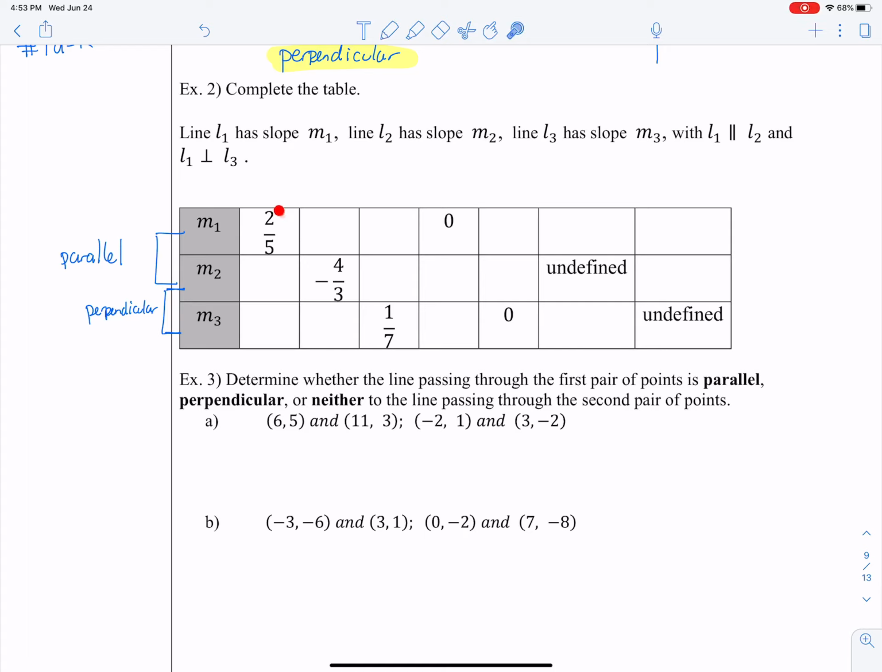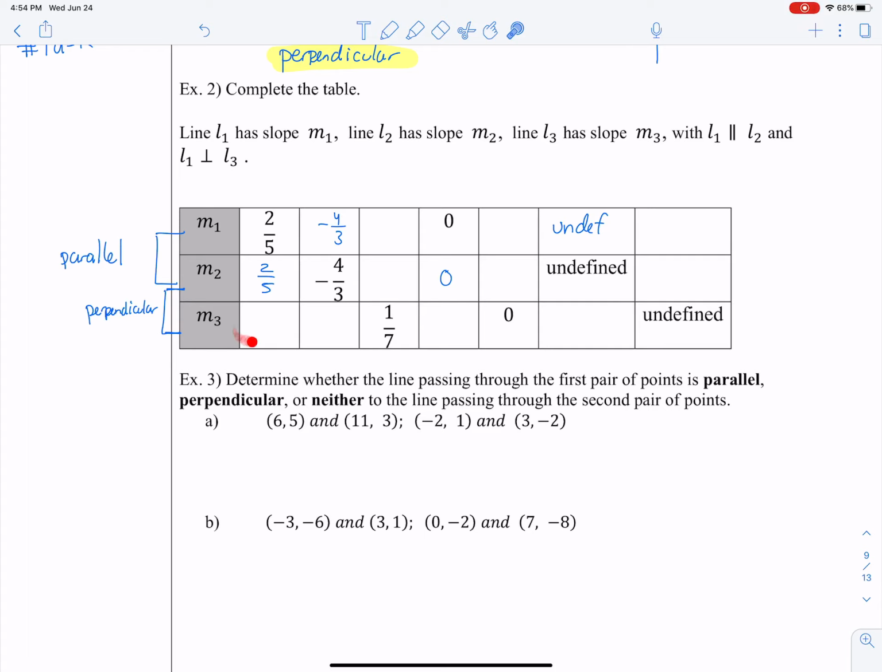So now, anytime we have parallel slopes, we're just going to focus on this for now. That means that the one that's parallel has an identical slope. So if this is 2 over 5, that means that one's 2 over 5. If this is negative 4 over 3, this one's going to be negative 4 over 3. That one's going to be 0. I'm just going to write undef for this. Okay, so we can fill in for the first 2 lines what we know so far.